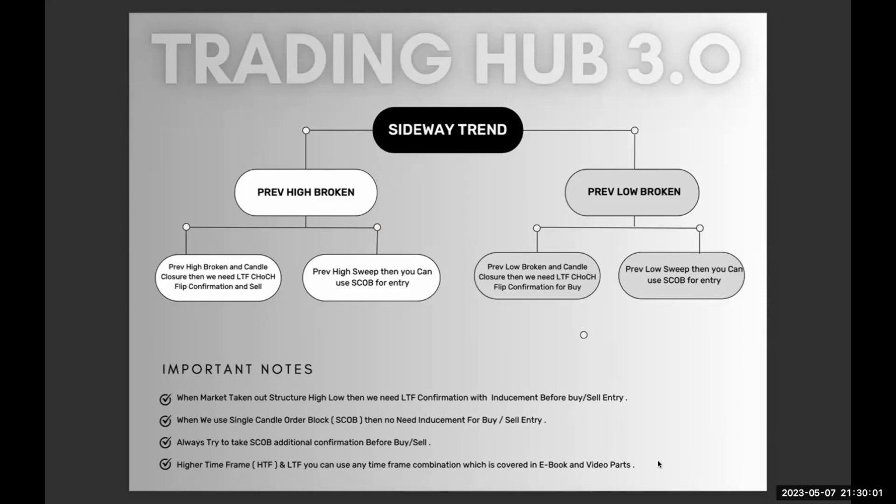Like 15 minute as a higher time frame, 1 minute for entry. If you are using H1 as the higher time frame, 5 minute for entry. If you are using 4 hour as a higher time frame, 15 minute for entry. Daily, and then 1 hour. That's it. At least 10x to 15x lower than your higher time frame. If you are using any time frame, then use at least 10x to 15x lower than the higher time frame.